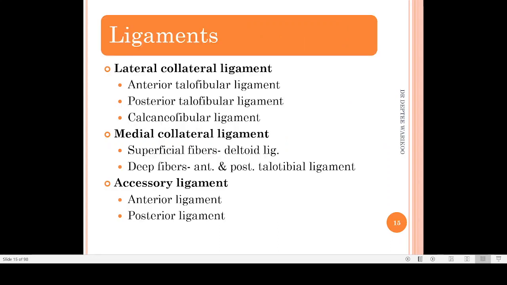Then we move to the ligaments of the ankle joint. So we have lateral collateral ligaments, medial collateral ligaments, and the accessory ligaments. The lateral collateral ligament consists of anterior talofibular ligament, posterior talofibular ligament, and calcaneofibular ligament. The medial collateral ligament consists of superior fibers, that is the deltoid ligament, the deep fibers, that is anterior and posterior talotibial ligament. Accessory ligaments are also there, which has an anterior ligament and a posterior ligament.